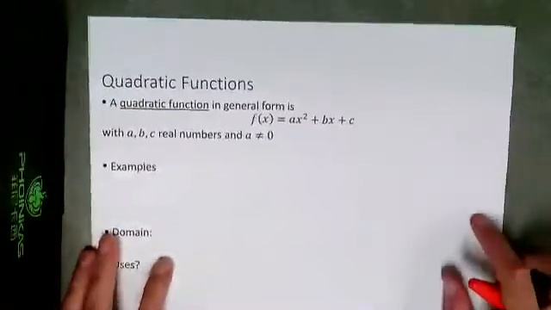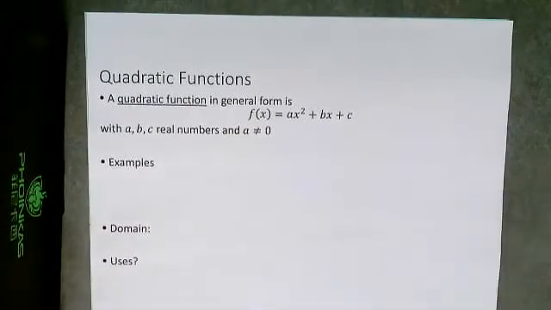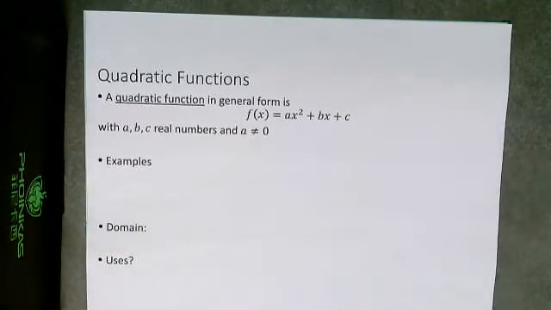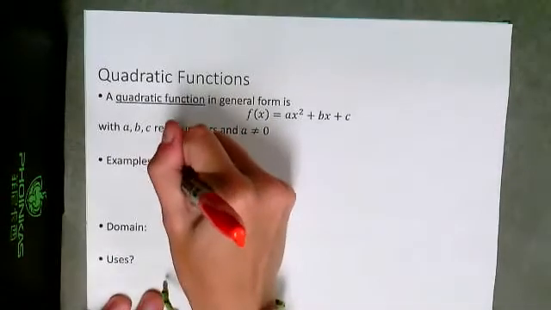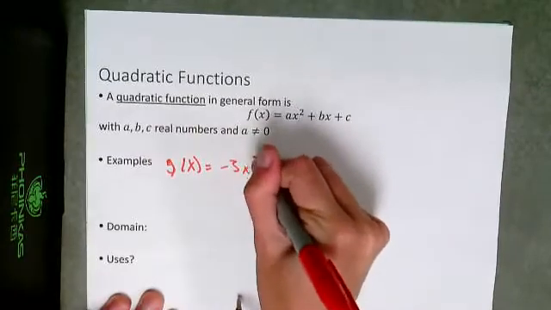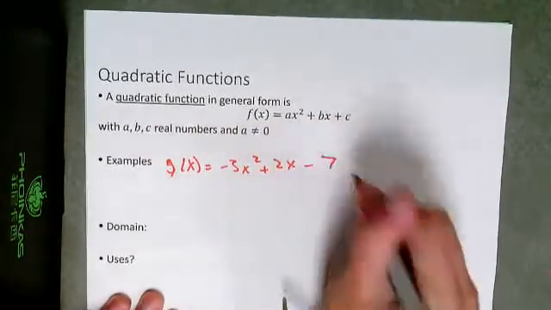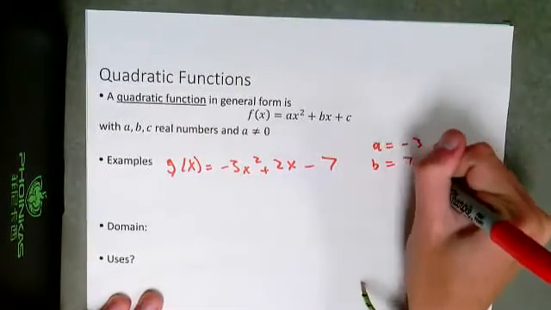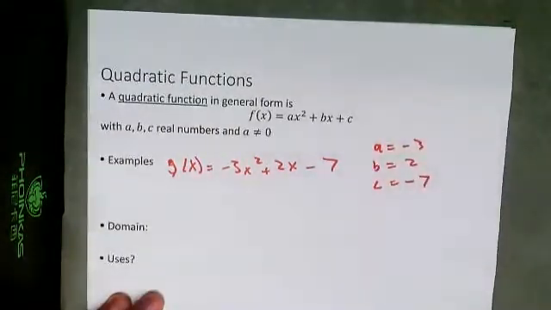So, a quadratic function in general form is f of x is equal to ax squared plus bx plus c, where a, b, and c are real numbers and a is not equal to 0. If a is equal to 0, then we just get a line, right? That's not what we want. So, what are some examples of this? Well, let's say g of x is equal to negative 3x squared plus 2x minus 7. Why not? Then our a value is going to be negative 3, b is going to be 2, and c is going to be negative 7.